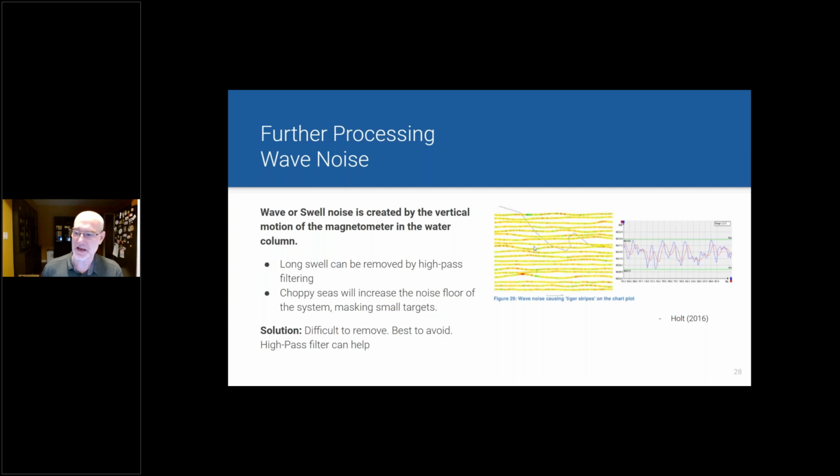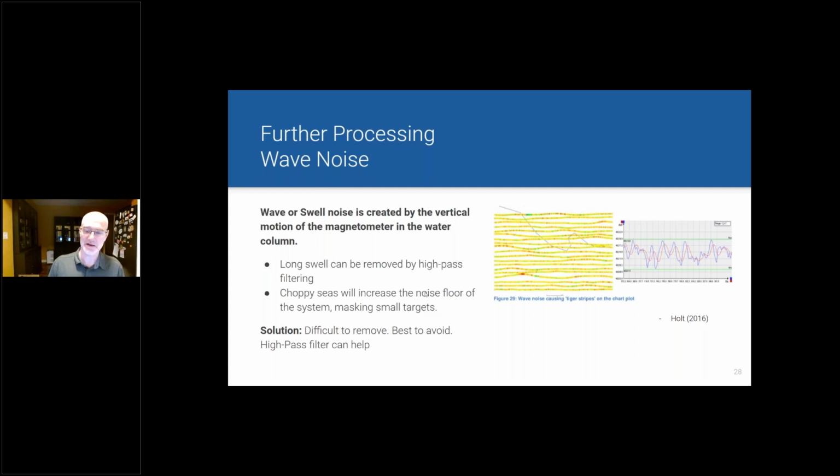One final type of noise that is common in data but difficult to remove is wave noise. Again, I didn't have a great example of this, but when you have swell, the magnetometer can move vertically through the water column as you go over the waves. If that is a long swell, you might get something that looks like this here on the right-hand side. We could probably run a low pass or a high pass filter through this to remove the wave noise. But if you're in really choppy, unpredictable, short period chop, it's impossible to get this stuff out.